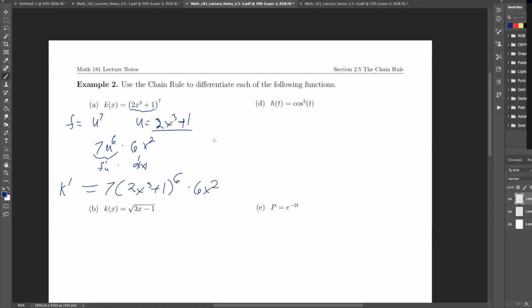And after you do this a couple times, you won't actually write out what is u and do these minor steps. You'll just say, okay, I'm going to take this, drop it up front, lower it by 1, and then take the derivative of what's on the inside and kick it out. Okay?